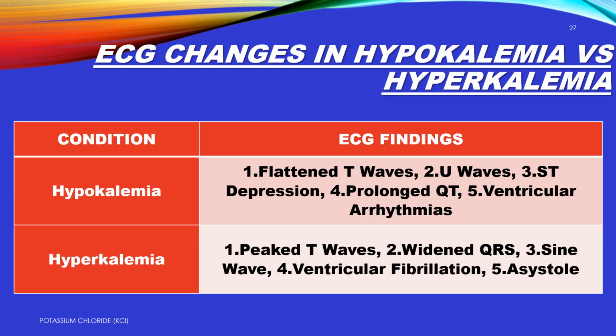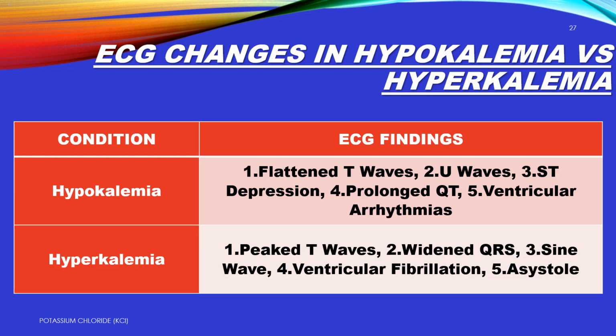Hyperkalemia. 1. Peaked T waves. Elevated potassium levels can cause T waves to become peaked and narrow. 2. Widened QRS. The QRS complex can become widened, indicating slowed ventricular conduction.